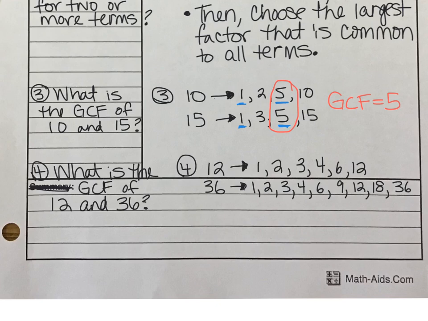Now we're going to underline all the factors they have in common. 1, 2, 3, 4, 6, and 12. What's the biggest number that they have in common? The biggest number is 12. So the greatest common factor for 12 and 36 is 12.